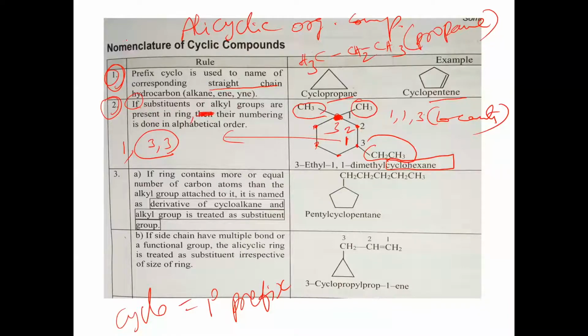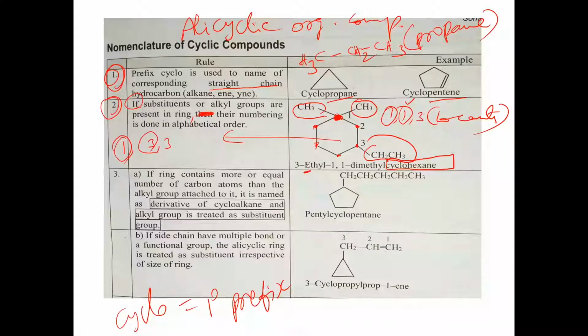So what is the rule to be followed here? Lowest set of locants. The first set is 1 and 1, both same, and the second set has 3. Here it is 1, there 3. When 3 is there and 1 is there, we have to prefer 1. That means number 1 should be allotted here only. This should be carbon number 1 with 2 methyl groups and the third carbon with the ethyl group. But while writing the name, ethyl's first letter is E, methyl's first letter is M. That is what we have to mention first.